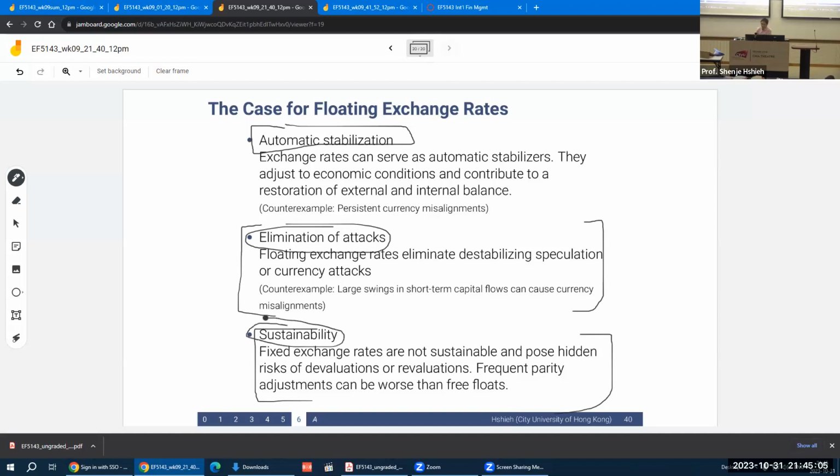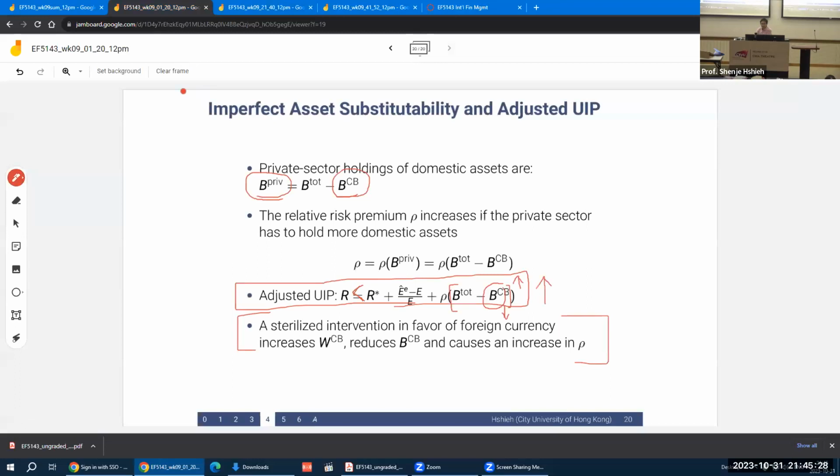And sustainability. So some people claim that pegged exchange rates by definition are unsustainable in the long run because you can't predict economic activity far into the future. But under floating exchange rates, it's by definition stable because nobody cares about its value. Nobody has any sort of goals or target. Okay.